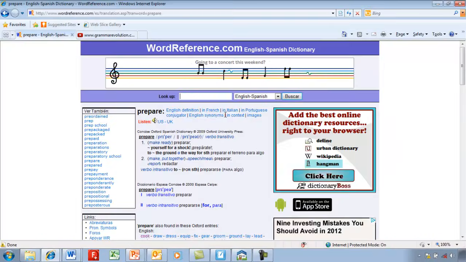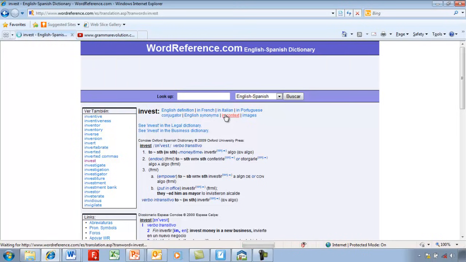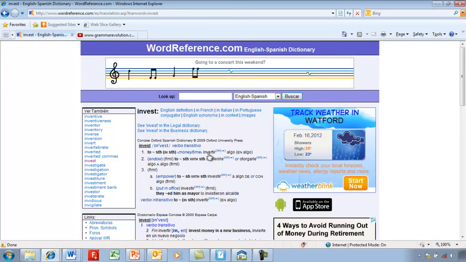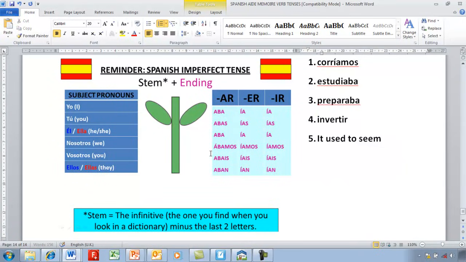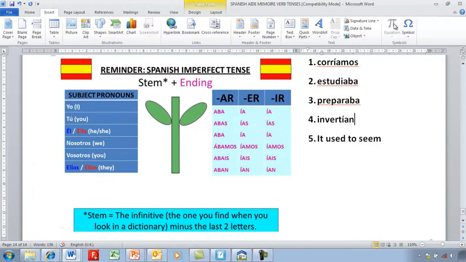Fourthly, they used to invest. We need the verb to invest, which we see here is invertir, to invest in something. And because it's they used to invest, firstly we take off the IR, and then we look down to ellos, ellas, and put I with an accent, AN. If you're not sure how to add an accent, you can go insert symbol, and then you can add an accent from there.